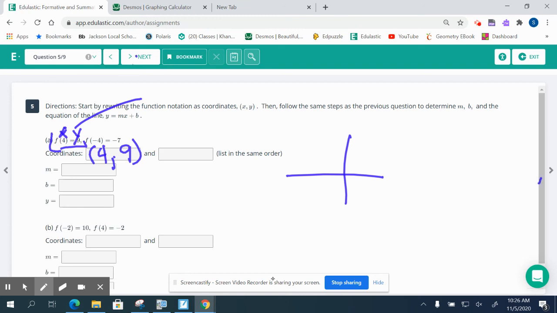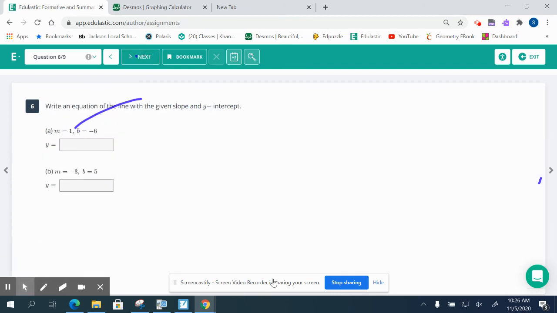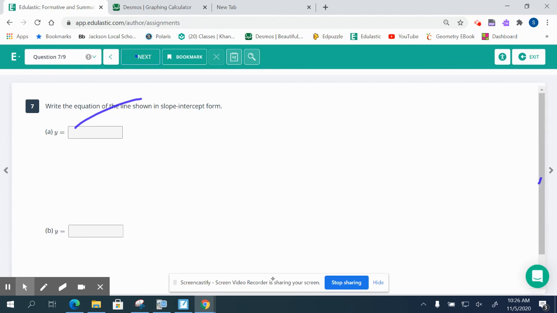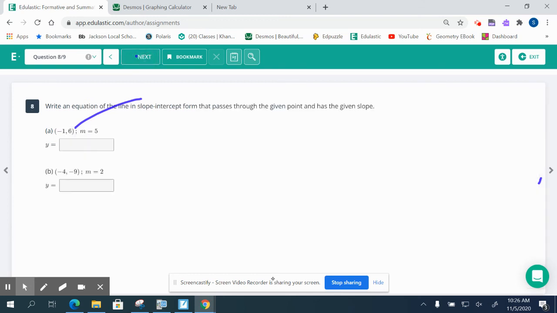The rest of the questions are just repeats of what you did before. So this is like number 1, this one's like number 2, this one's like number 3, and this one's like number 4 and 5. So after you do 1 through 5, then the rest of them are just the same process.